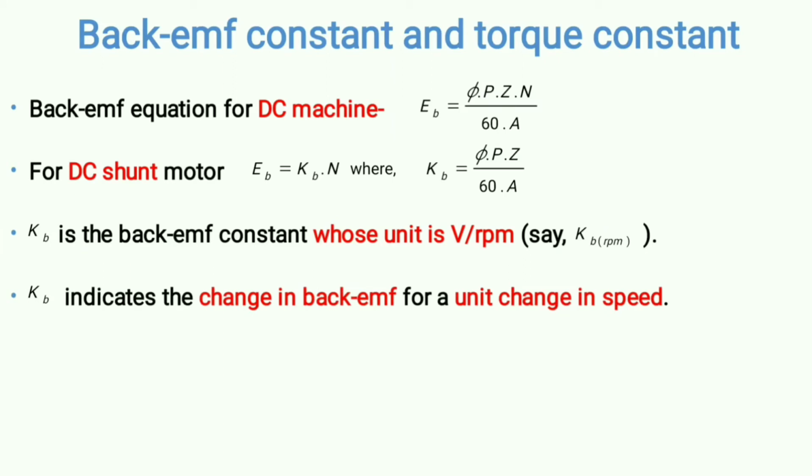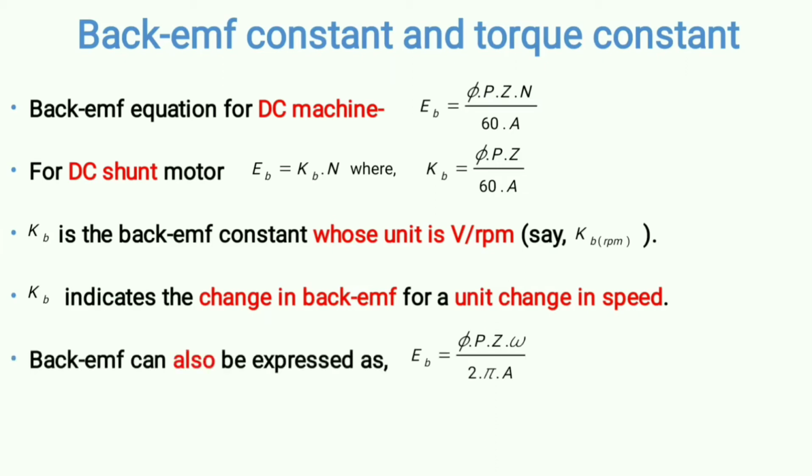Now this is a very important point. What is the actual physical significance of back EMF constant? See, it indicates the change in back EMF for a unit change in speed. KB can be written as back EMF divided by the speed, right? So it signifies what will be the change in back EMF for a corresponding unit change in speed. Suppose in your motor there is a change in speed, so what will be the corresponding change in back EMF? Or we can say there is a change in back EMF, what will be the corresponding change in speed? These things can be analyzed using this back EMF constant.